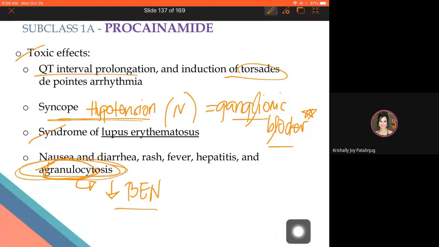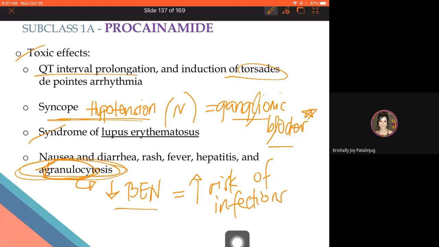Now, what are the importance of granulocytes? Very important sila sa body because they protect us from invaders, like microorganisms. Thus, if there is deficiency in granulocytes, we are really susceptible to certain infections. That's why patients with agranulocytosis are very much linked to increased risk of infections like bacterial infections. So, very prone siya sa infections. Pero again, very rare lang naman ito na nangyayari. Very rare na toxic effect ng procainamide.